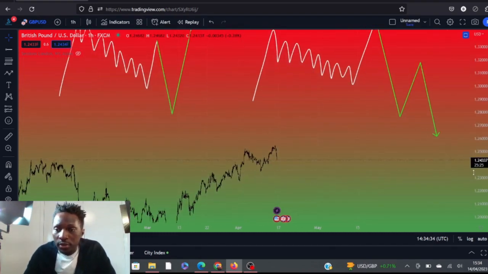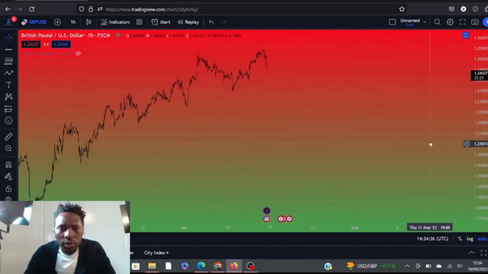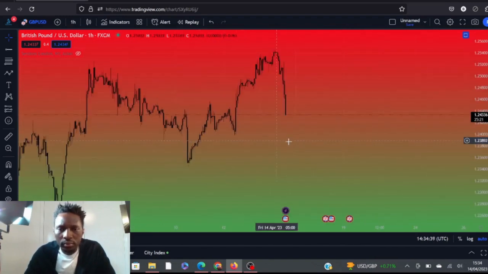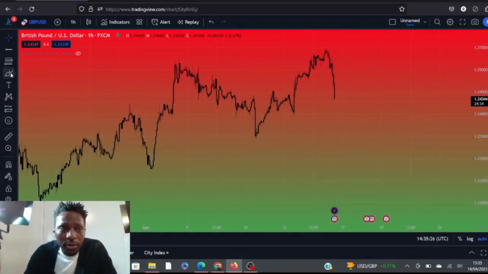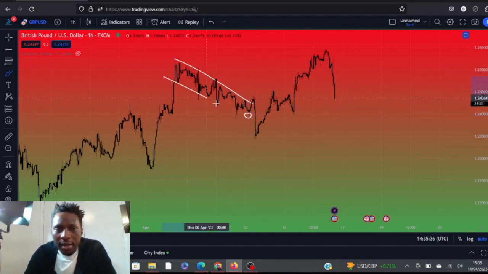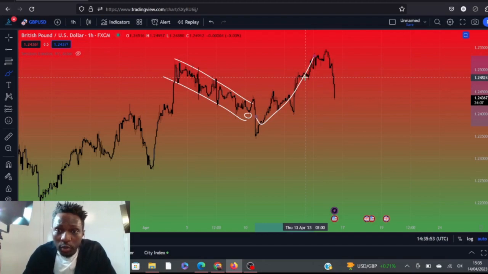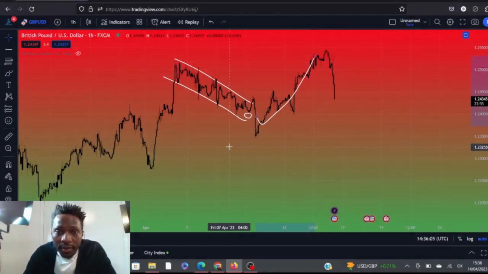So let's look at the pound US dollar and try to analyze it. Now last week when the pound US dollar was somewhere here, I looked at these contractions and I told you guys that these contracting patterns are going to break in the direction of the trend. So if you were one of those people who watched my video last week and managed to take the trade, well done. So now let's talk about what this market is going to do.